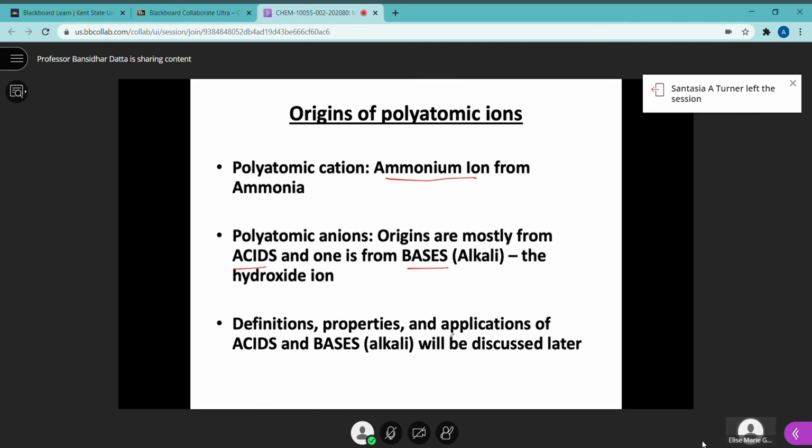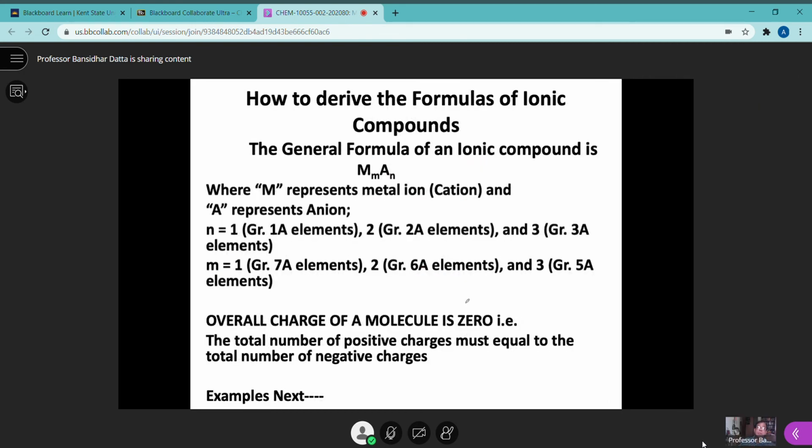All right, so now how to derive the molecular formula? The general formula of any compound is written like this. Please write it down. M is the metal.